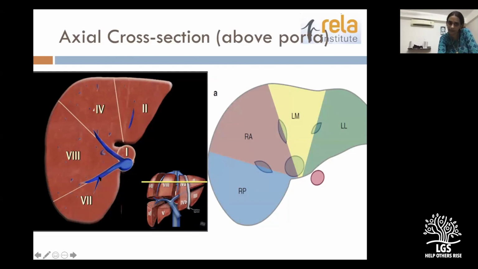If this is the right hepatic vein, the liver behind it becomes segment 7. The part of the liver between the right and the middle hepatic vein is segment 8. The part that is medial to the middle hepatic vein and limited by the fissure for ligamentum teres is segment 4A, and medial to that is segment 2.